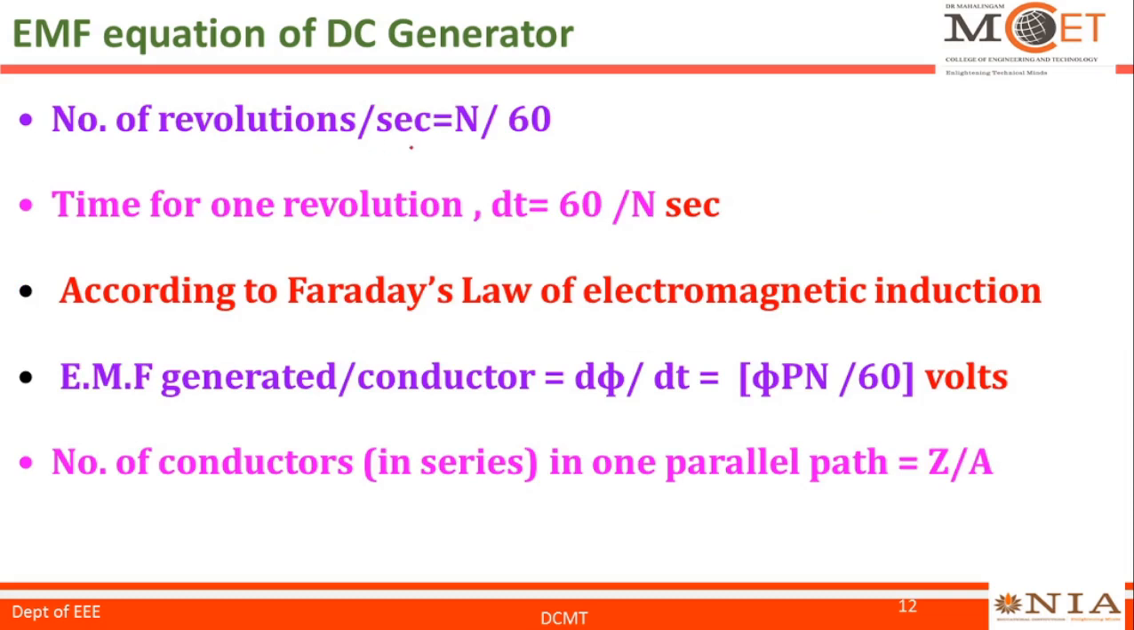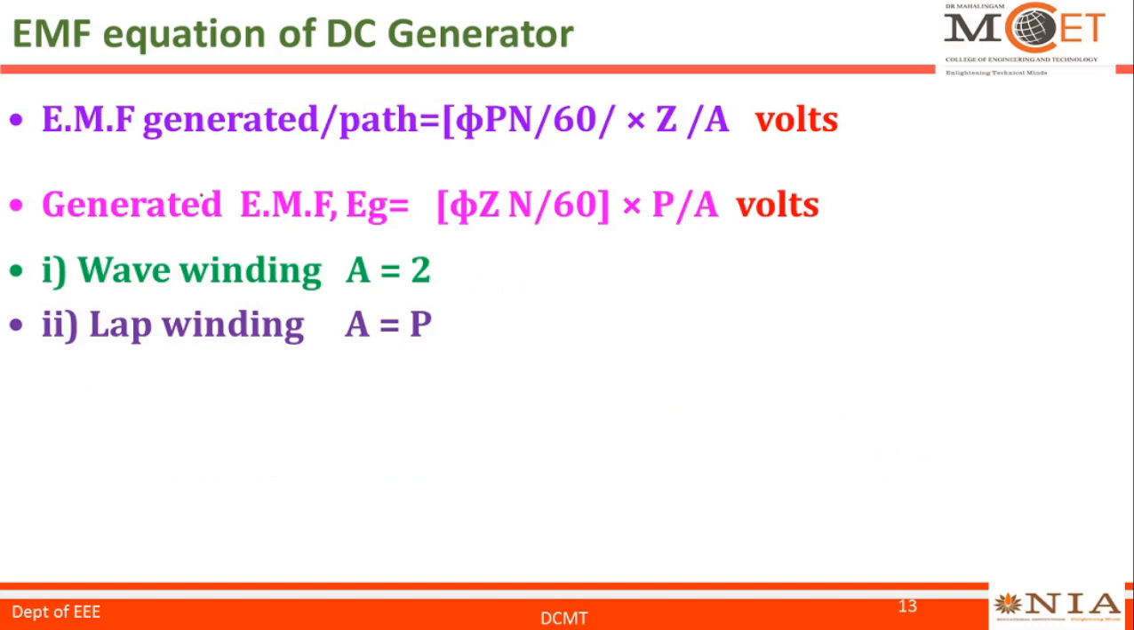The number of revolutions per second is given by N by 60. The time for one revolution, dt, is equal to 60 by N seconds. As per Faraday's law of electromagnetic induction, the EMF generated per conductor is equal to d phi by dt. Using the values of d phi and dt, I can write the equation as phi P N by 60 volts. The number of conductors in series in one parallel path is equal to Z by A. So I can write the EMF generated per path as phi P N by 60 into Z by A volts.